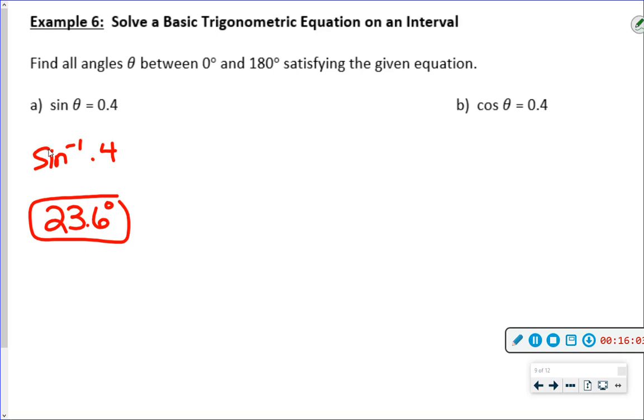Okay. To do this one, of course, cos inverse of 0.4. And I don't care, obviously, on a test or whatever, if you write cos inverse of 0.4, you just put the answer. What do you got for this guy? 64. Nope, just kidding. 66.4. Like that.